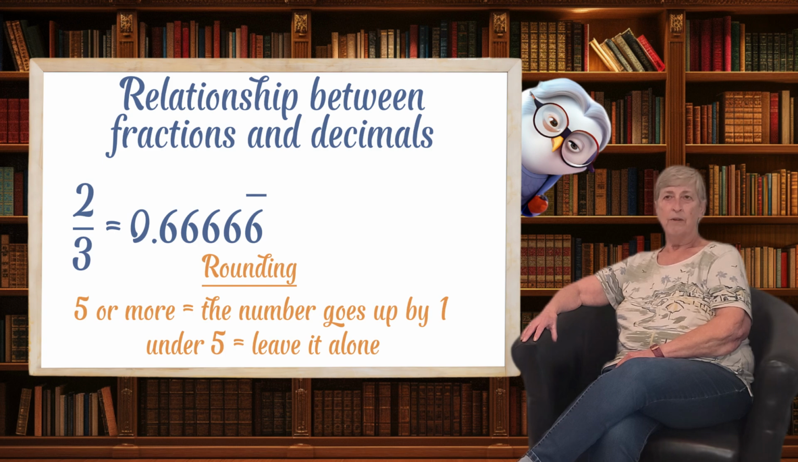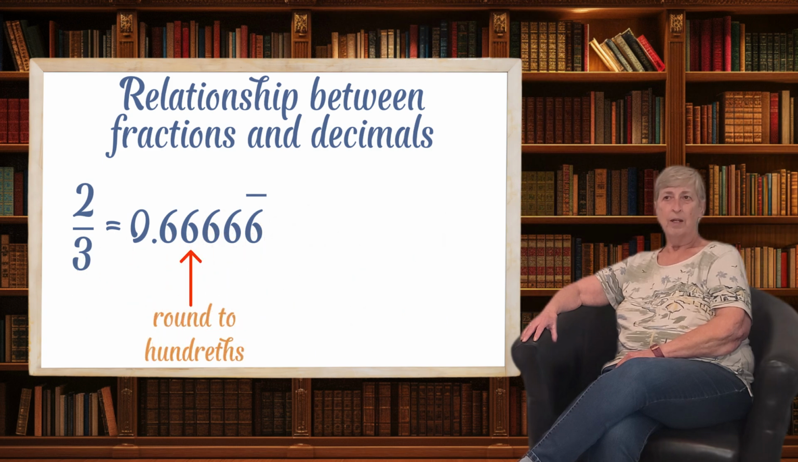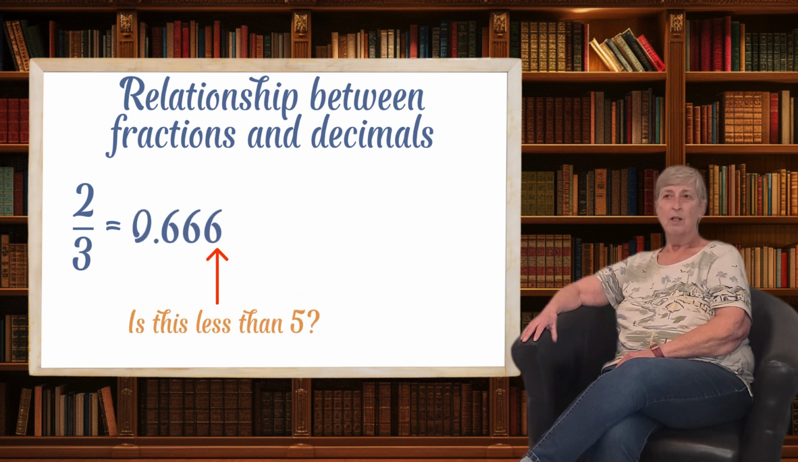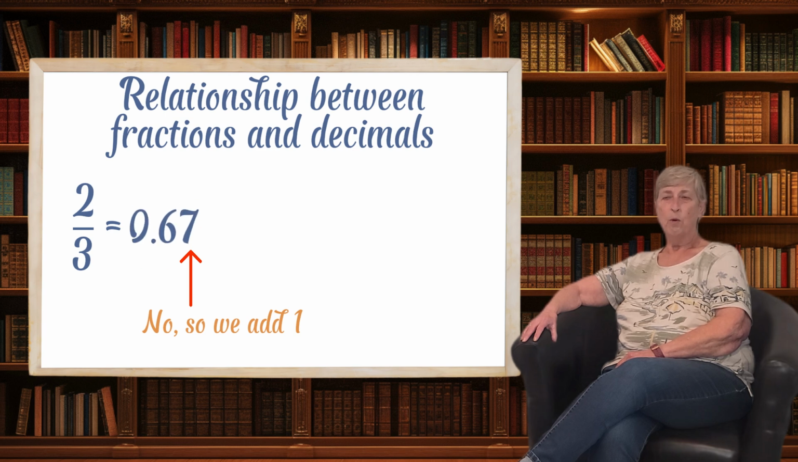So in this case, if I wanted to round it to hundredths, that's the second position to the right in your decimals. It's 0.666. So I would look at the second 6, that's where I want to round it to. Look to the number to its right, it is another 6. So that would be rounding up. So I go back to my second position, I would round that to 0.67.